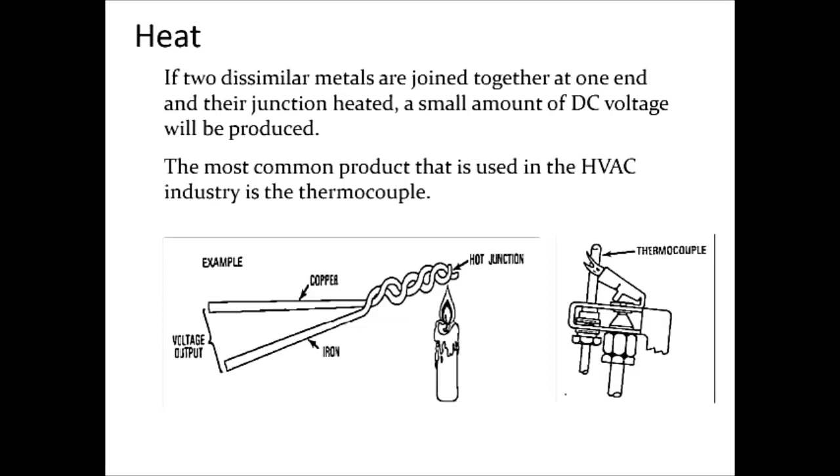If you take 2 dissimilar metals and you join them together at one end and heat the junction, a small amount of DC voltage will be produced. The most common product in the HVACR industry that uses this is the thermocouple.